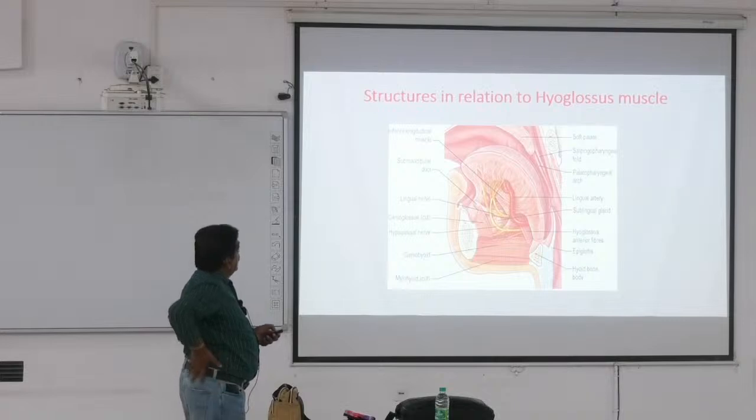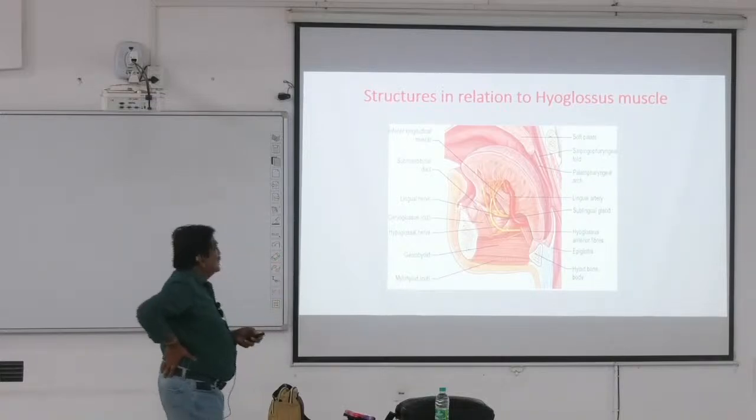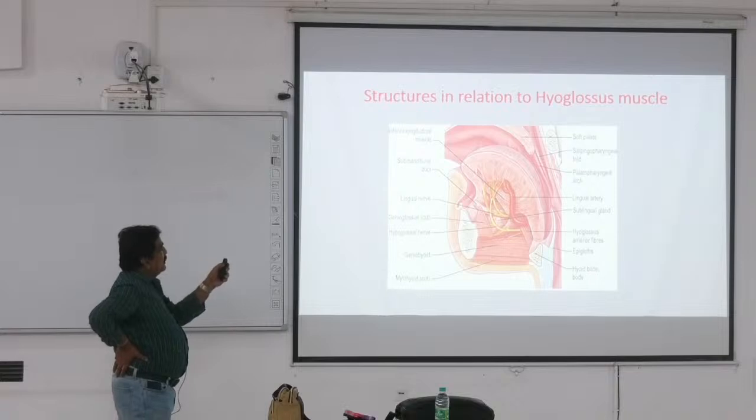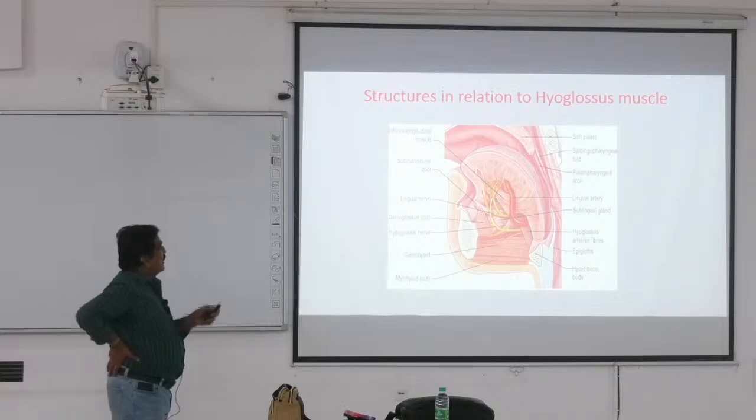Structures in relation to the hyoglossus. Now, now this is this content. The structures in relation, 5 marks. You have to draw a picture diagram and the nerves and the relation of the lingual artery.